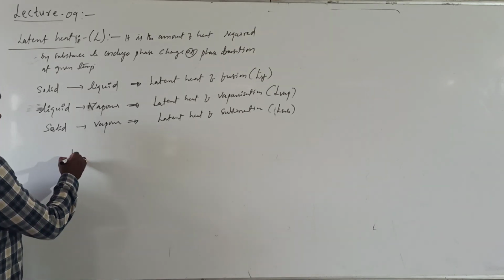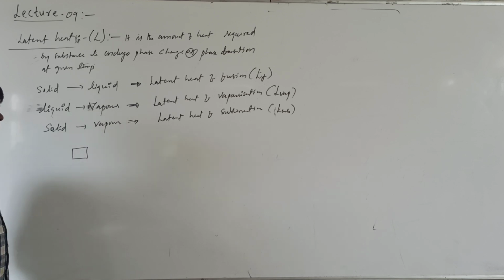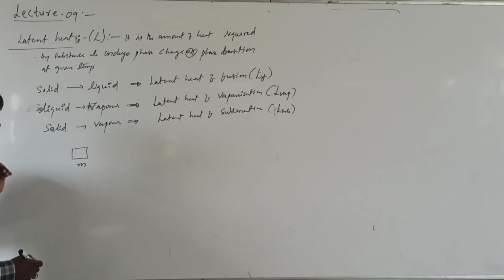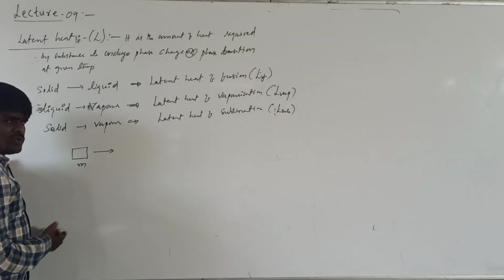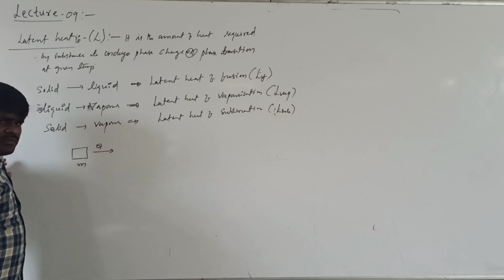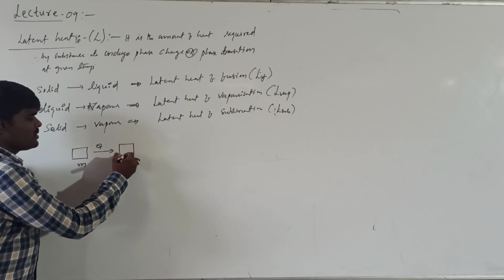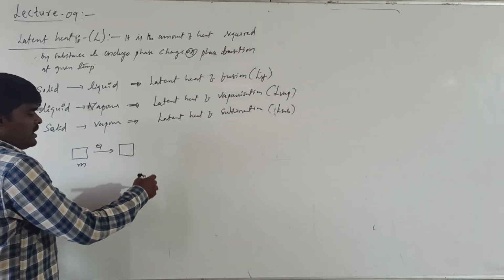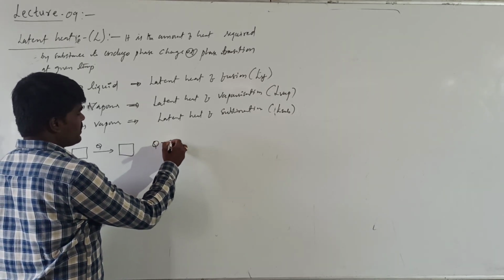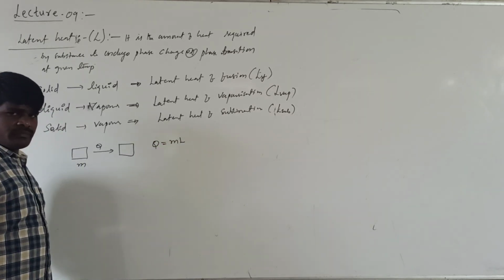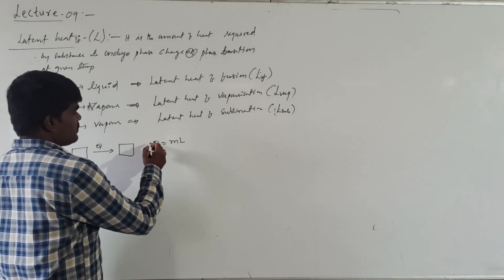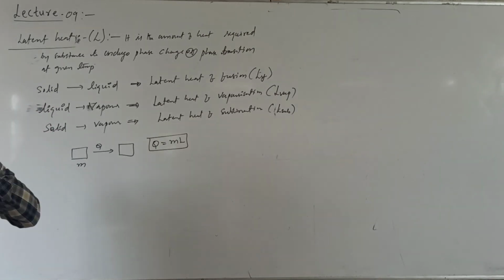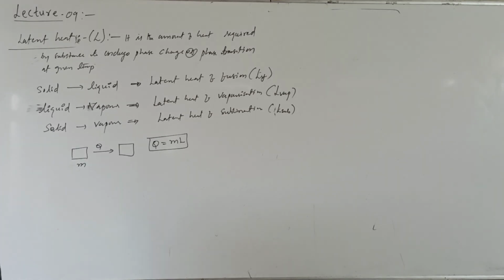What is meant by this? This is the amount of heat given, assume that the mass of the substance is m, and if you want to change its physical state, you have to give an amount of heat Q. It gets changed into another physical state. Now the heat change associated with this is given by Q equal to mL, or otherwise we can say L will be equal to Q upon m. So what will be the units?